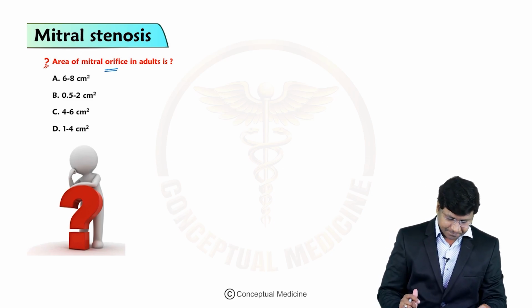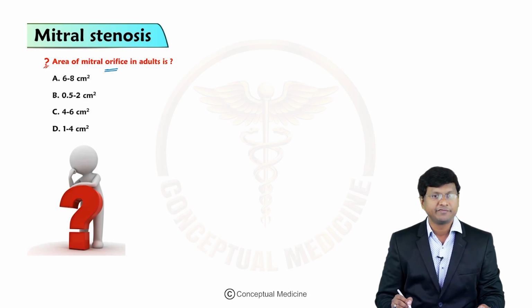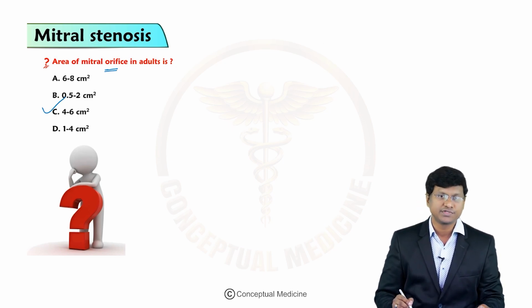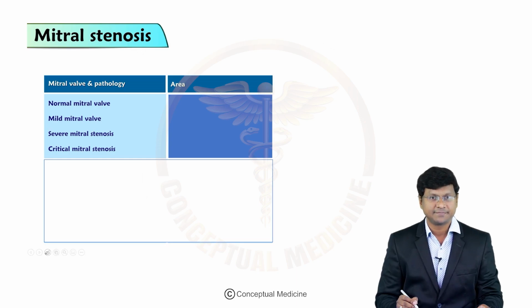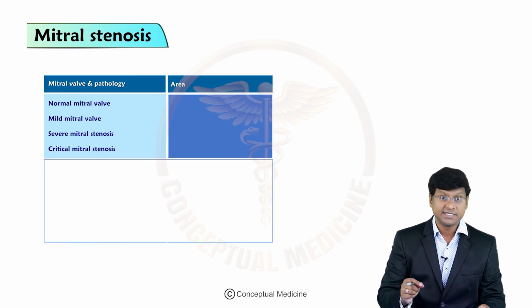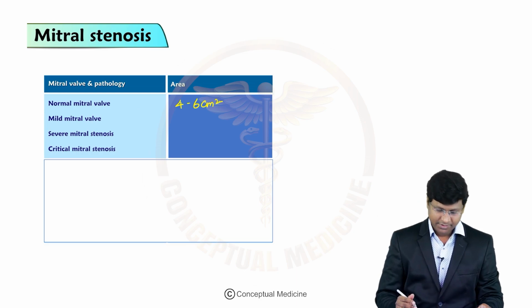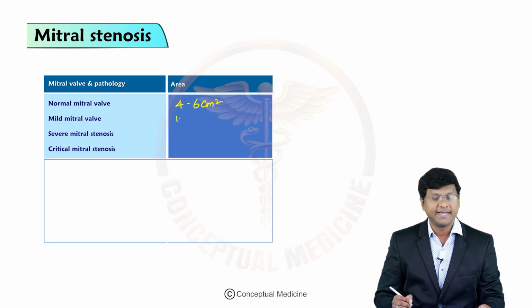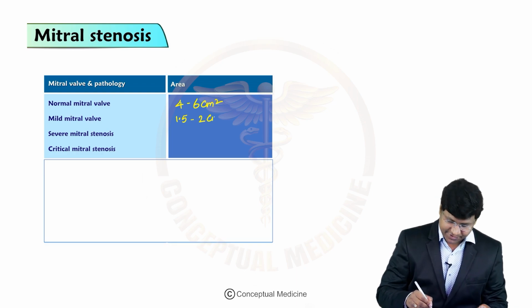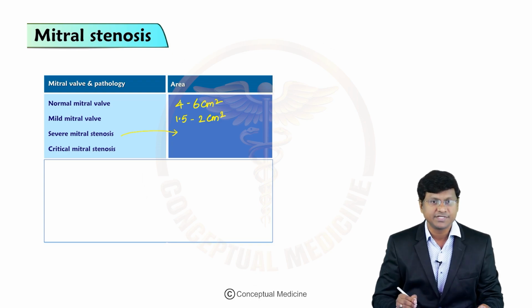Now, the area of the mitral orifice in adults is: 6 to 8 centimeter square, 0.5 to 2 centimeter square, 4 to 6 centimeter square, or 1 to 4 centimeter square. So the area of the mitral orifice in adults is 4 to 6 centimeter square. Now, we classify mitral stenosis depending upon the valve area. Normal mitral valve area is around 4 to 6 centimeter square. In mild mitral stenosis, the area will be around 1.5 to 2 centimeter square.